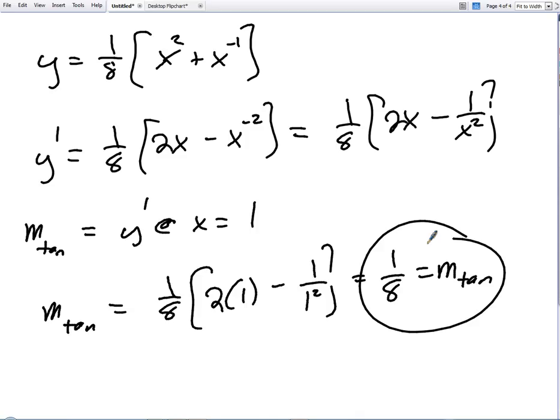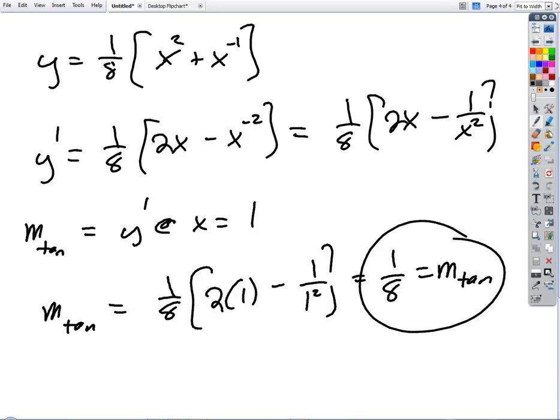And now this is no longer a calculus problem. Now this is just an algebra problem. We want the equation of a line. We've got a slope. We need a point. How do I find the point?